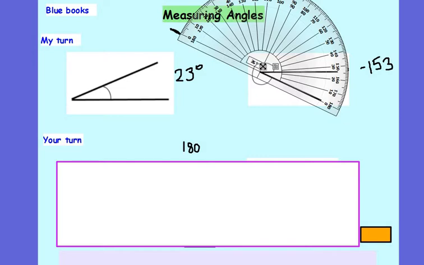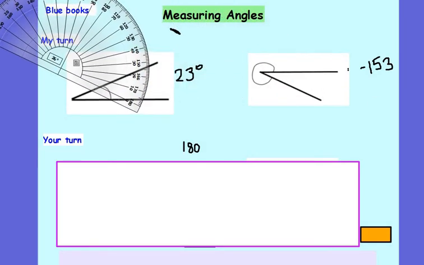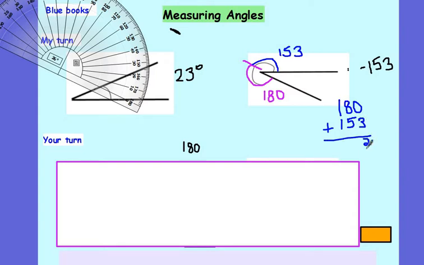So in total, my reflex angle is going to be 180 to get to here, plus my 153, which takes me to here. 180 plus 153 gives me 333 degrees. Over to you, Year 9.